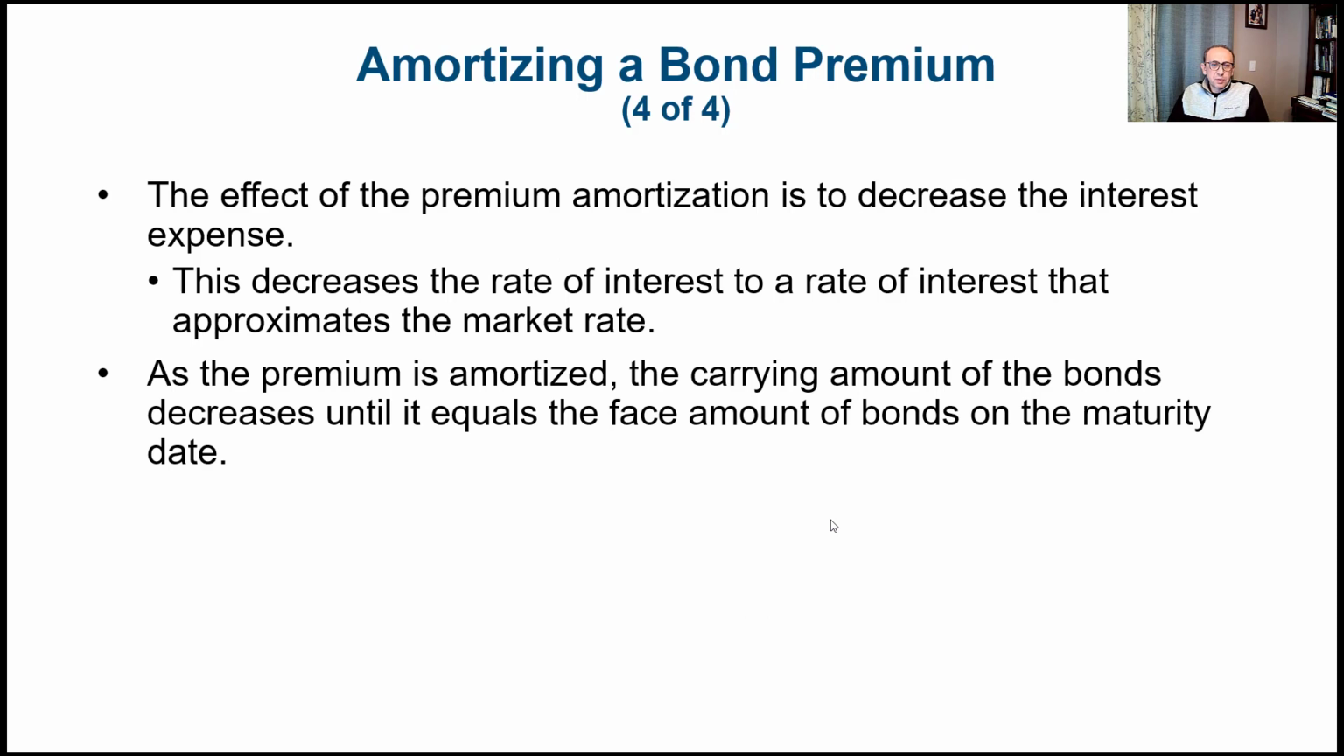So the effect of the premium amortization is to decrease the interest expense. This decreases the rate of interest to a rate of interest that approximates the market rate. As the premium is amortized, the carrying amount of the bonds decreases until it equals the face amount of the bond on the maturity date. So now we've seen the case of issuing a bond at its face value, where the market rate was the same as the contract rate. And then we've seen the two scenarios where we had the bond discount and we had the bond premium.